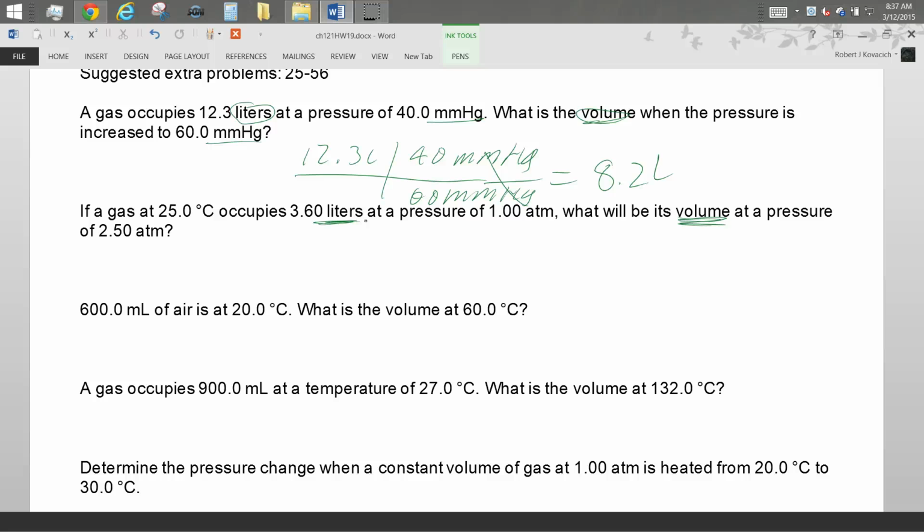The temperature is ancillary information, right? Did they mention anything else about the temperature? They just said it was 25 degrees, right? So we don't need to worry about that temperature since there was no temperature change. Okay, so it was at 1 atmosphere and it went to 2.5 atmospheres. So again, we're just crushing this thing, right? So I've got 3.6 liters, and I've got 1 ATM and 2.5 ATM. The ATMs cancel. I got 3.6 divided by 2.5. I get 1.44 liters. Okay.